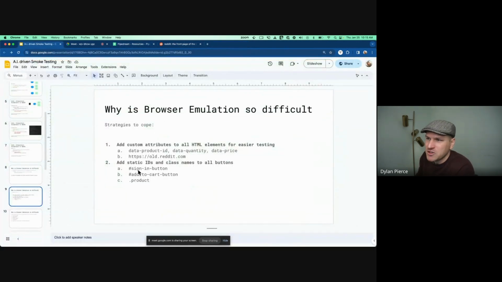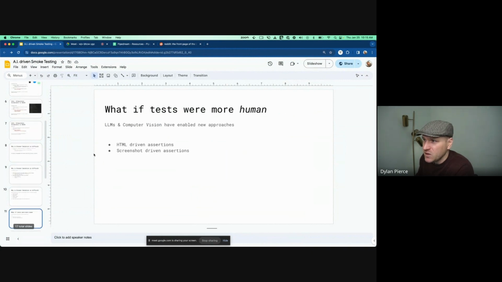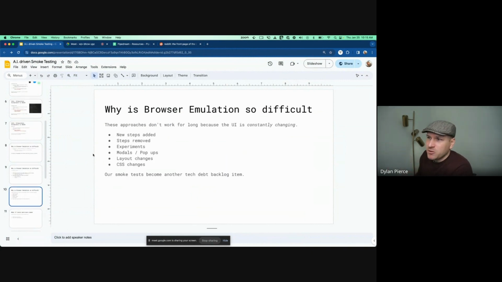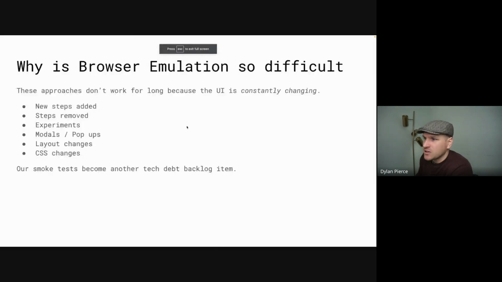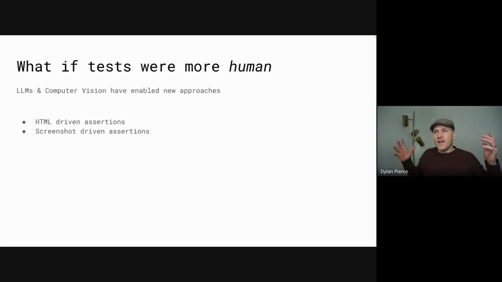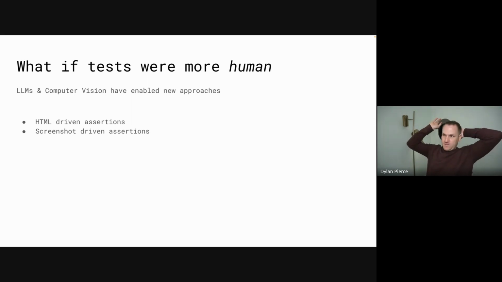So there's two major downfalls to these approaches. Like I said, these approaches don't work for long because things change. The front end changes much faster, in my experience, than the back end does, because customers see it first. So what if tests were more human? LLMs and computer vision have enabled two different approaches that I've seen that work pretty well so far. First is HTML-driven assertions, and the second is screenshot-driven assertions.